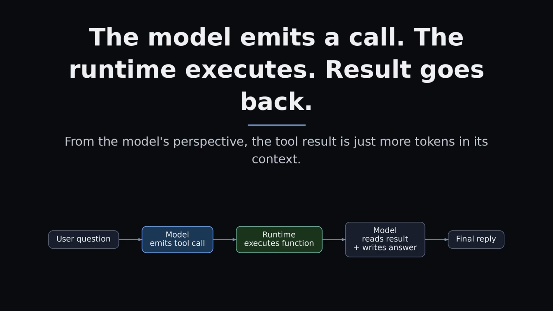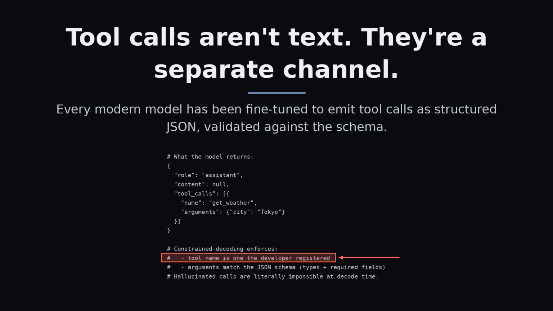But here's the thing. The model is generating exactly the same way as ever, one token at a time. So how does it not just hallucinate the call? How does the runtime know what's a tool invocation and what's a normal reply meant for the user? The answer is two layers, both invisible to the casual user. First, every modern model has been fine-tuned during the post-training phase from episode 7 to emit tool calls as structured JSON in a separate field, not as free text.